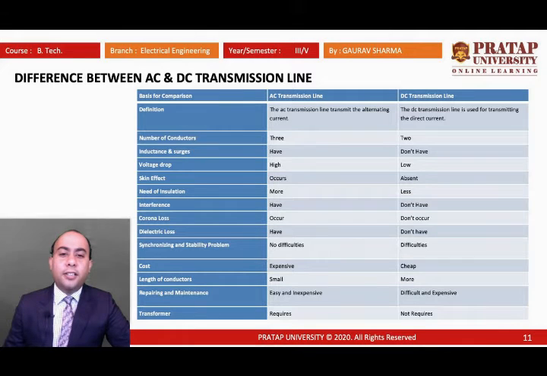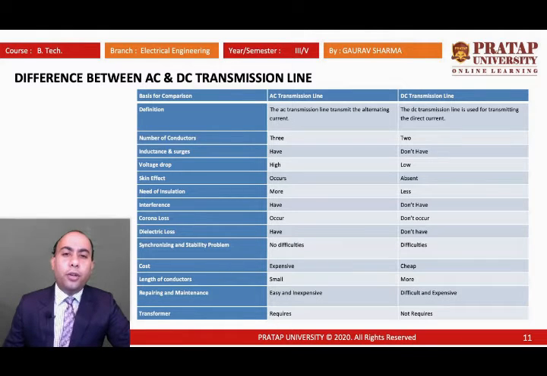As per inductance and surges, in the AC transmission we have inductance and surges. In case of the DC transmission line, we don't have inductance and surges. The voltage drop in the AC transmission line is high, but in case of the DC transmission line, it is low. In the AC transmission line, we have the skin effect. The skin effect is when the majority of the current flows on the surface of the conductor. So in the AC transmission line the skin effect occurs, but in case of DC, it is absent.